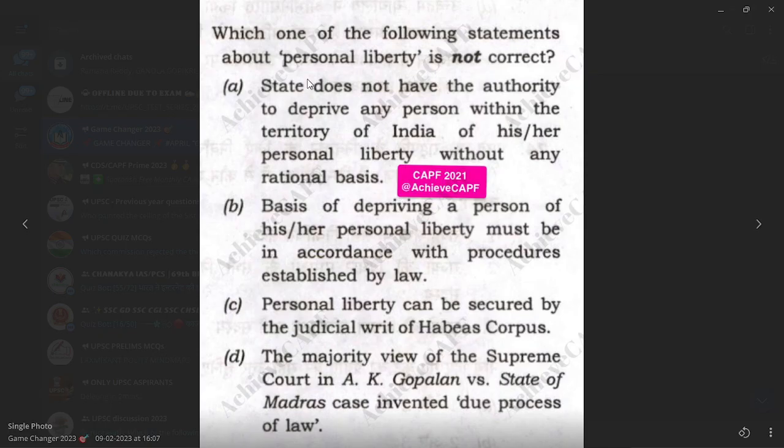Which one of the following statements about personal liberty is not correct? State does not have the authority to deprive any person within the territory of India of his or her personal liberty without any rational basis. Basis of depriving a person of his or her personal liberty must be in accordance with the procedures established by law. Personal liberty can be secured by the judicial writ of habeas corpus. The majority view of the Supreme Court in A.K. Gopalan versus State of Madras case invented due process of law. Not correct. D.